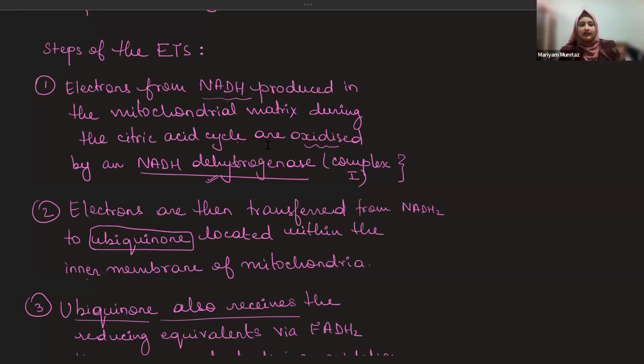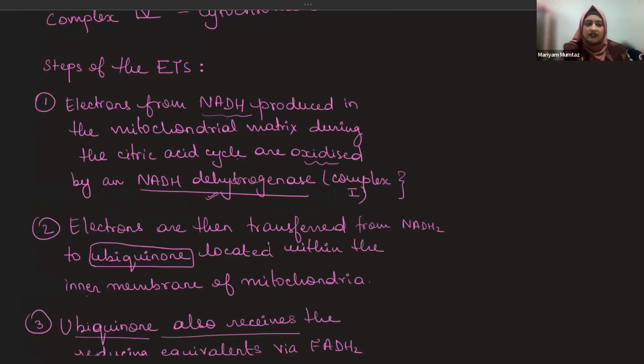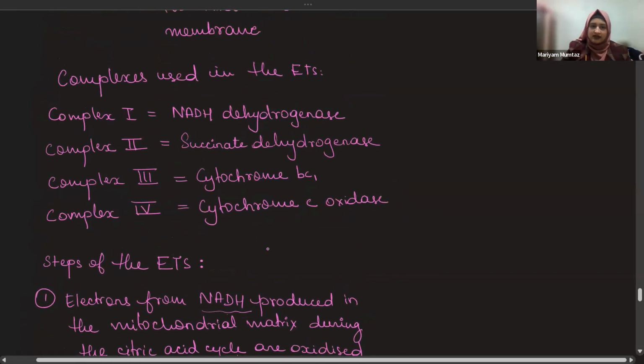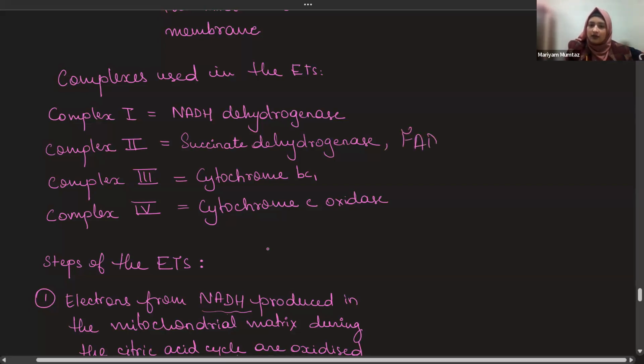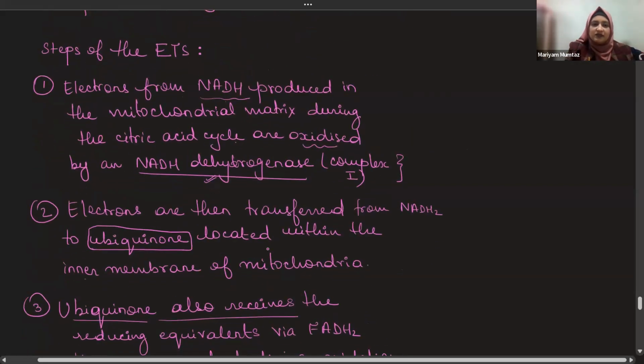Alrighty. So let's start. We were doing the electron transport system, right? Remember that I said that complex 2 is also known as succinate dehydrogenase? Complex 2 can also be called FADH2. Now let us talk about the steps of the ETS.